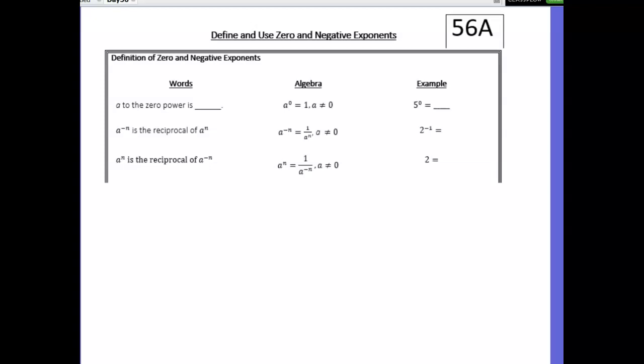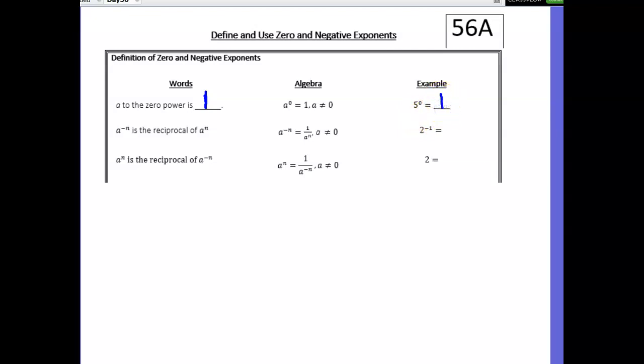Hey guys, welcome back. Today is day 3 of our exponent properties, and today we're going to talk about using 0 and negative exponents. So a to the 0 power is going to be equal to 1 because anything to the 0 power is 1. So 5 to the 0, for instance, would be equal to 1.